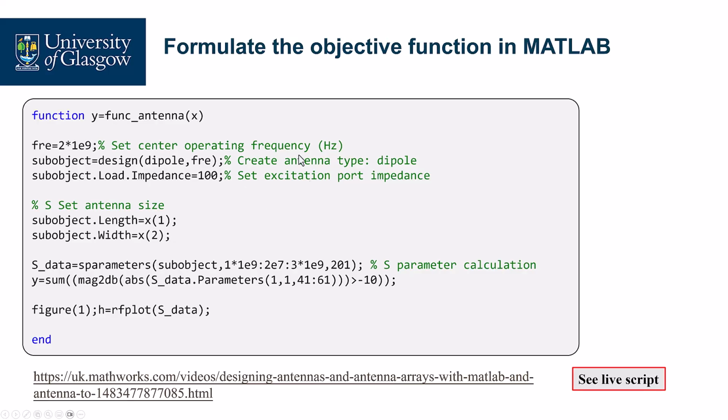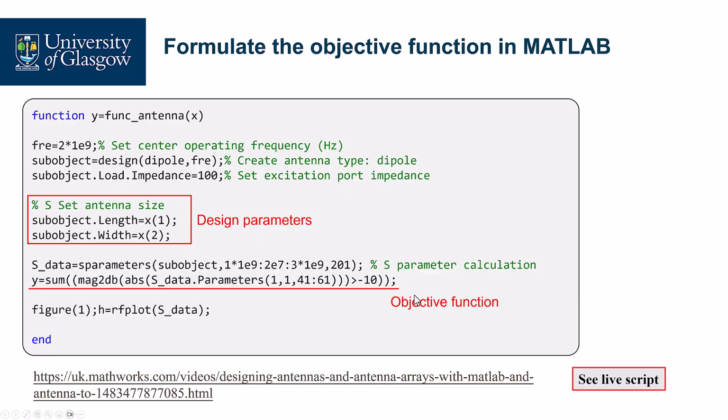This one is the MATLAB antenna toolbox. You don't need to understand this, but maybe you can see that these are the design parameters, and this is the objective function, right? If you want to know more, you can see the MATLAB antenna toolbox, and you can also see the live script of this function.